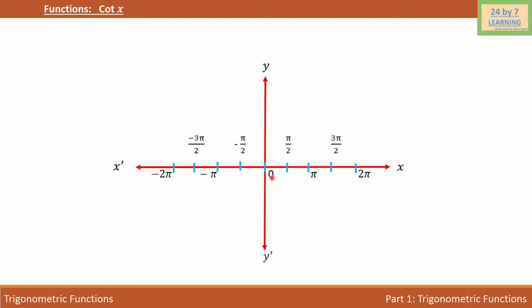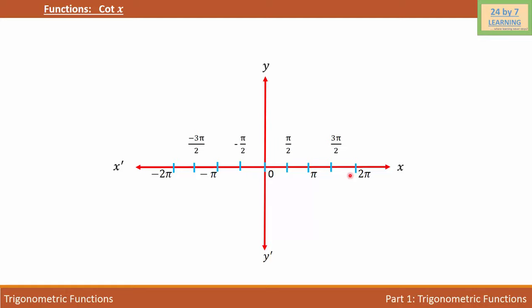The values that I'm considering on the x-axis left of origin are negative pi over 2, negative pi, negative 3 pi over 2, and negative 2 pi. And the values that I'm considering on the right of origin are pi over 2, pi, 3 pi over 2, and 2 pi.